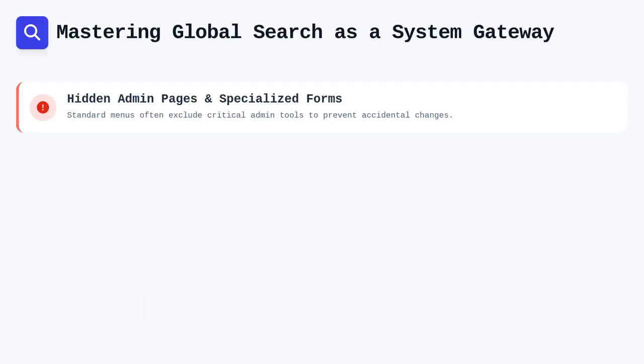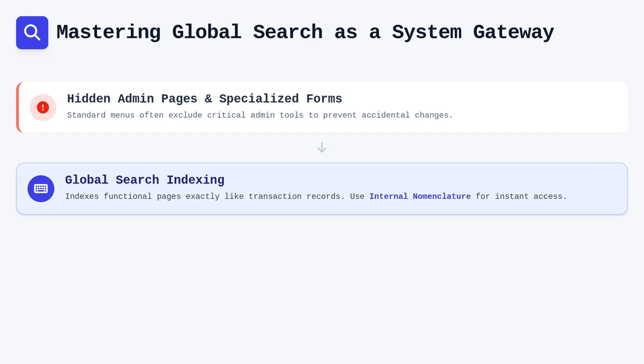When dealing with hidden system pages or specialized administrative forms, global search is often your only reliable gateway, as these items are frequently excluded from the standard user-facing menus to prevent accidental configuration changes. The indexing mechanism indexes these functional pages exactly as it does transaction records, meaning that if you know the internal nomenclature of a specific administration tool, you can simply type its name to gain immediate access. This is vital for administrators who need to manage ledger configurations or tax parameters without toggling through various setup modules.